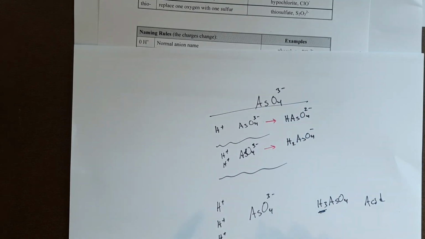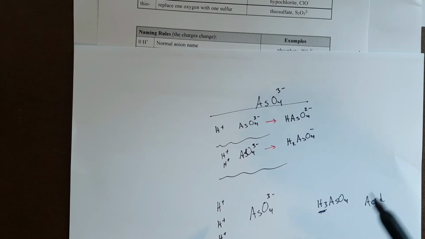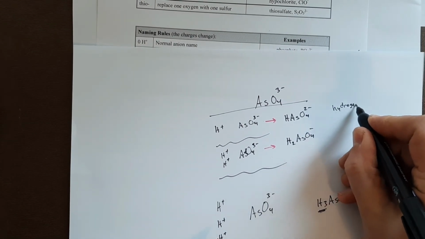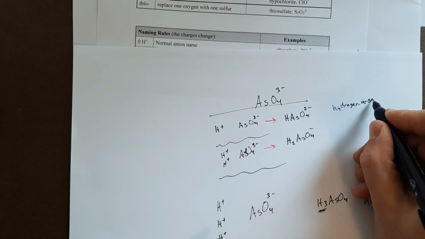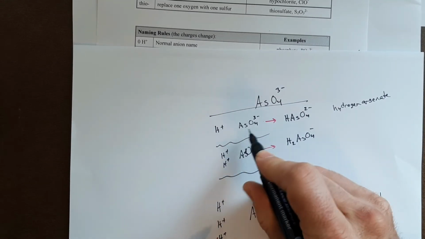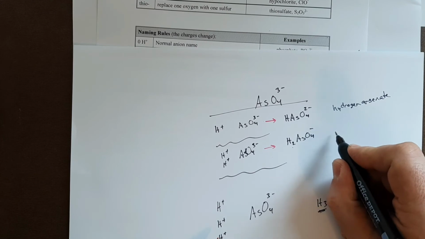So we're not going to give them an acid name. We're not even going to call them any kind of a neutral compound. They still need to have an anion name. So this one we're just going to call hydrogen arsenate. Not very creative. It's an ion made from hydrogen and arsenate. And then we would still want to call this one hydrogen arsenate as well, but there are 2 hydrogens there, so we need to differentiate.